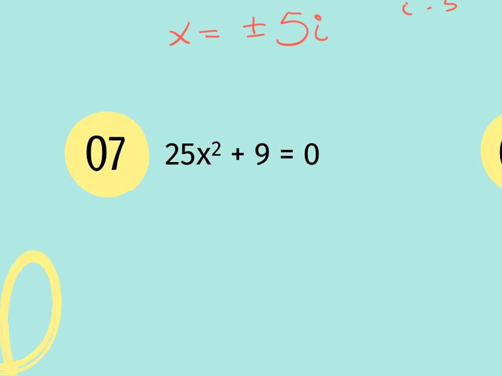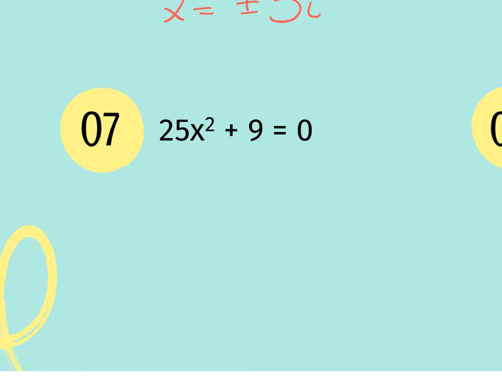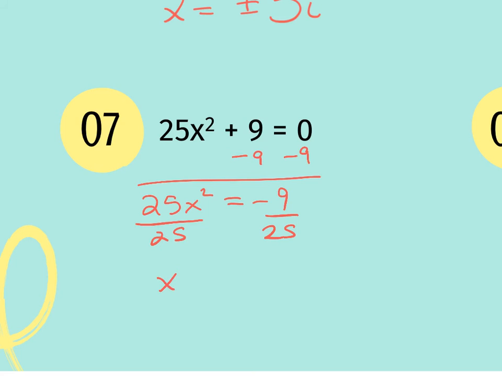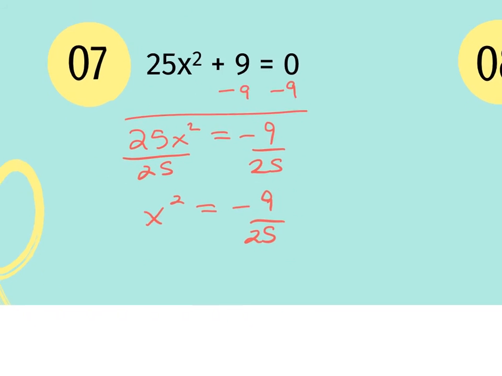Number 7. Again, remember your goal. I can't factor this. It looks like it's 2 perfect squares, but again, there's no such thing as the sum of 2 squares. So I'm going to subtract 9. 25x squared equals negative 9. I want to isolate the x squared, so I'm going to divide by 25. And now I can apply the square root method.